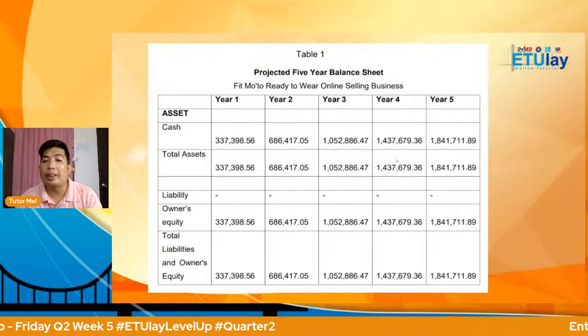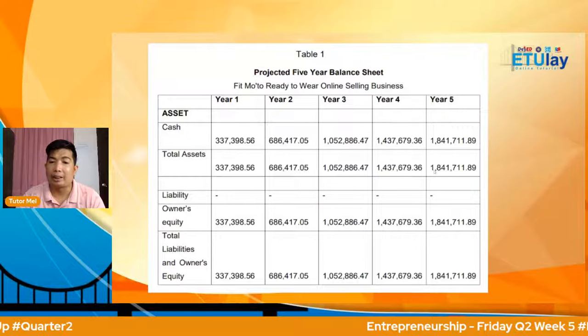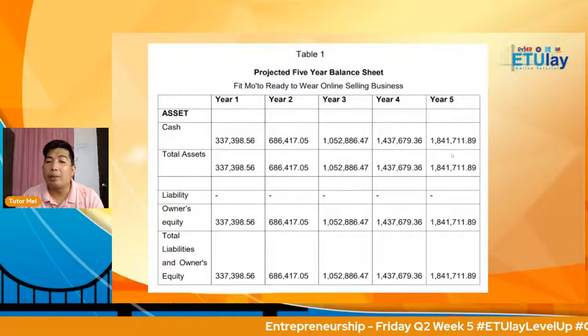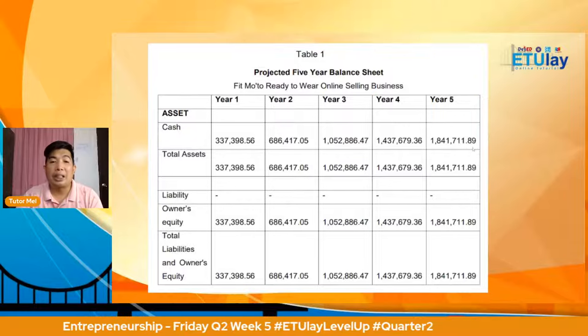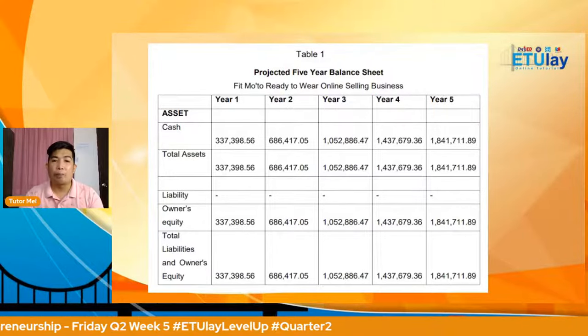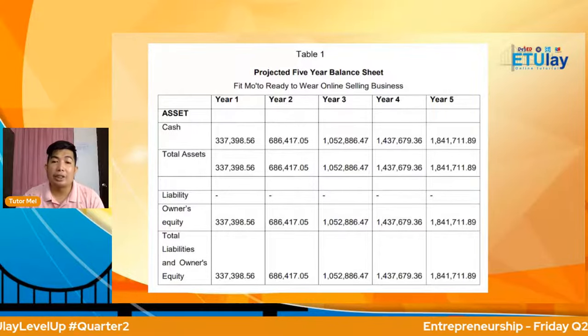1,437,679.36. So, pansin nyo po, may increase po siya na almost 5%, makikita natin mamaya. Then, pag year 5 niya, 1,841,711.89. So, okay, balance sheet po ito. Isa po ito sa mga part ng ating financial statement.